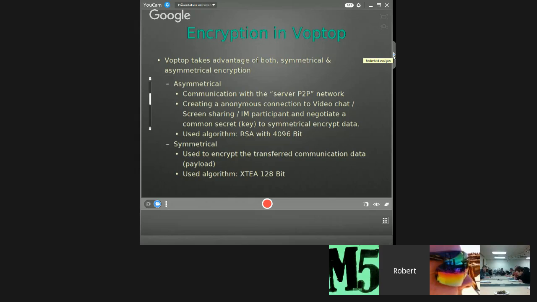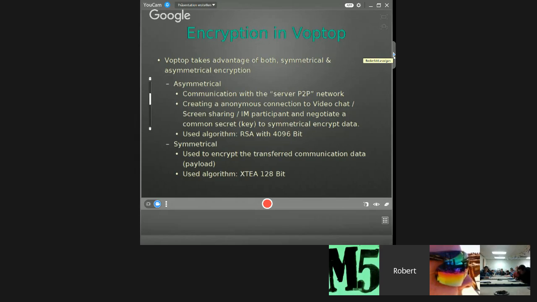So we use both. Asymmetrical encryption is used in the first line for communication with the server, the peer-to-peer network. So we don't need any kind of common secret, we don't need a key definition. We just encrypt all communication with the peer-to-peer network with RSA. That is one of the asymmetrical algorithms, and it's used for building a connection between the clients.